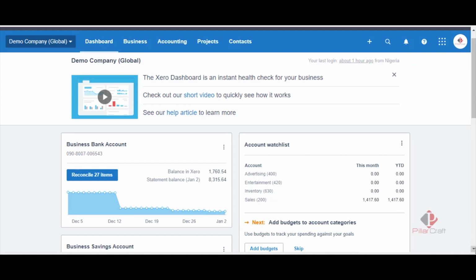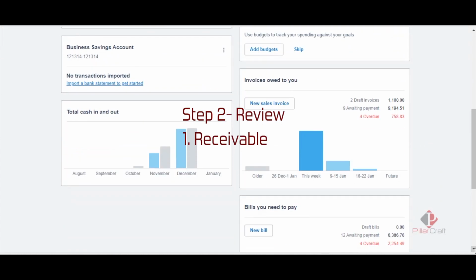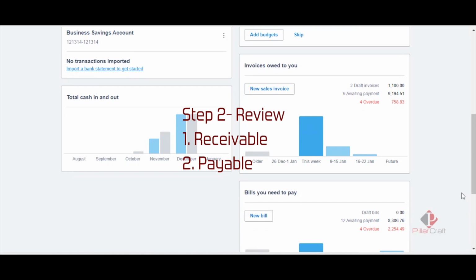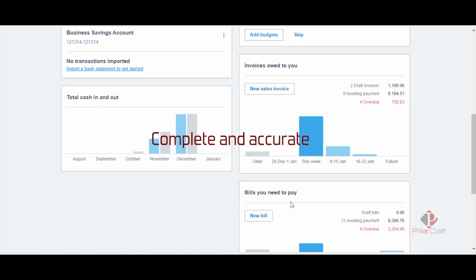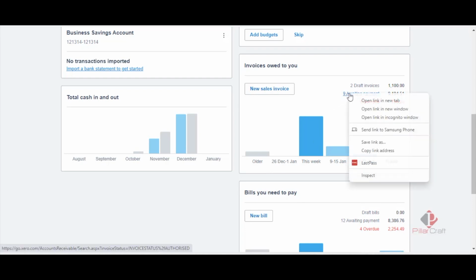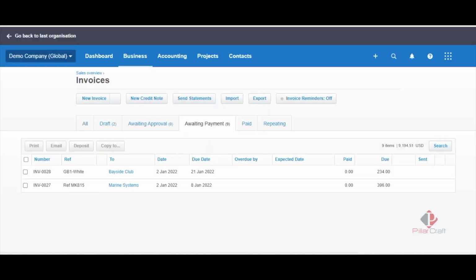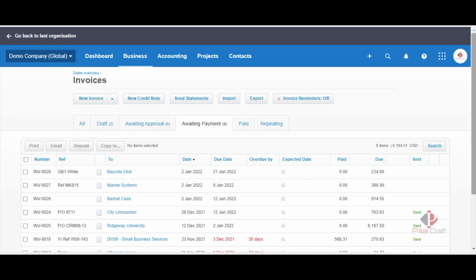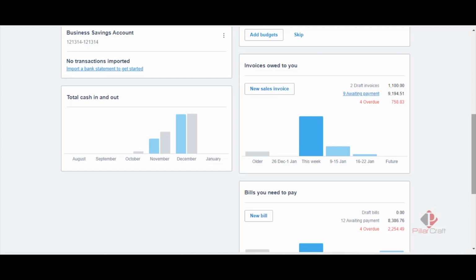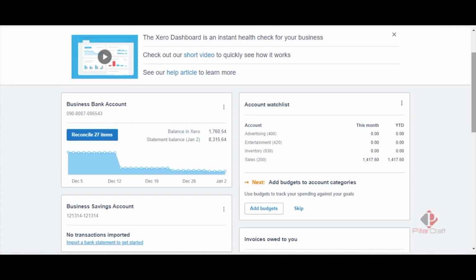So the next step is that you want to review your receivables and payables, as Xero calls them, invoices owed to you and the bills you need to pay, basically reviewing if they are complete and accurate. Complete in the sense that you, as a business owner or as an accountant, have an idea of transactions that may have occurred during the year, so you can look through your invoices. Is any invoice missing? Before you proceed to do that, I would advise you must have reconciled your bank statement.